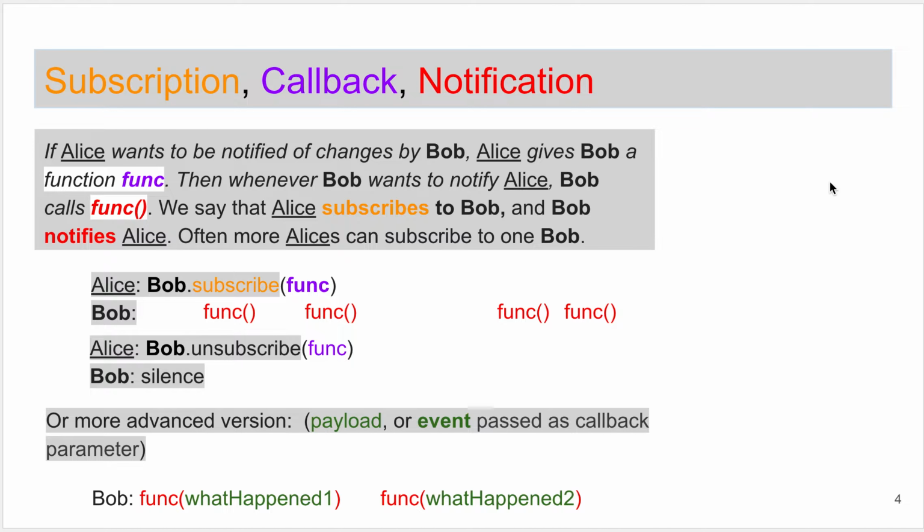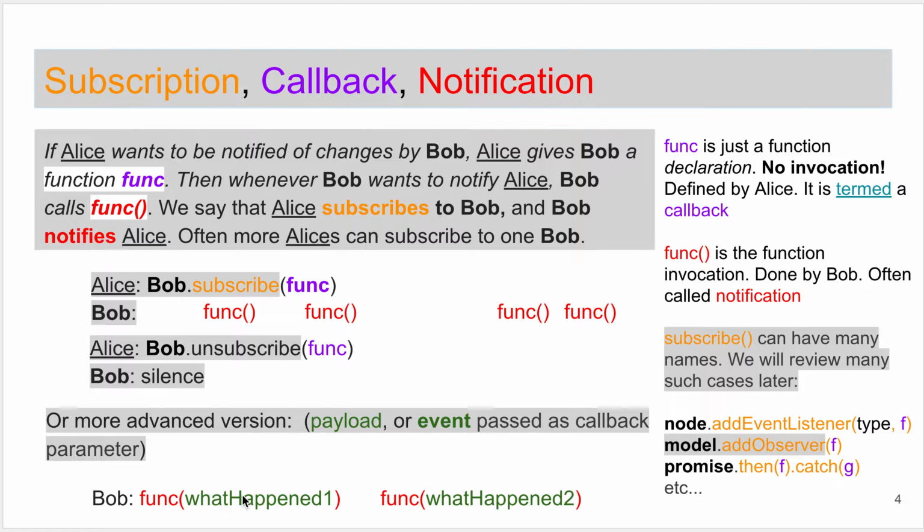There is a bit more advanced version of this where Bob calls the function with a parameter called payload or event, which is also the case for add event listener. The browser, or the graphical toolkit we use, will pass an event with lots of details, as you have seen. It's important that the function is just a declaration, not an invocation. And then subscribe, as you will see through the course, has many names depending on the situation. It can be add event listener like we had, add observer when we use observer observable, or then and catch for promises.